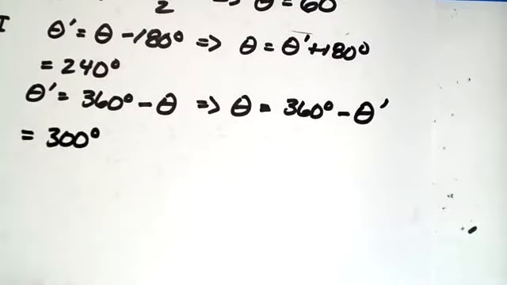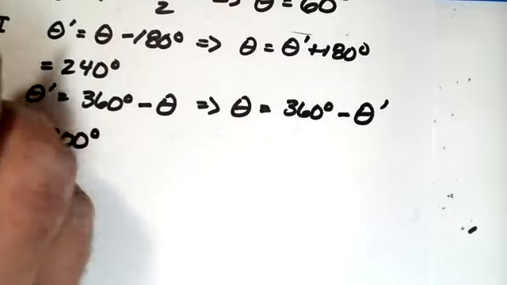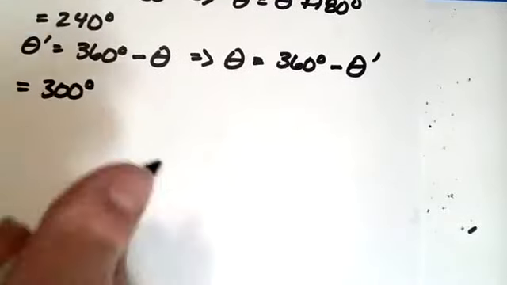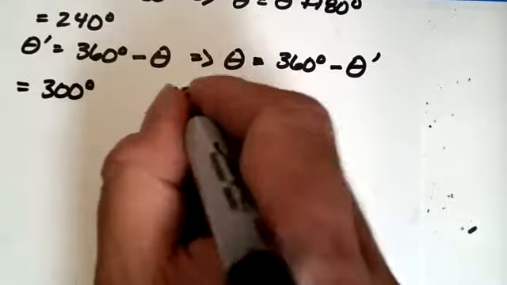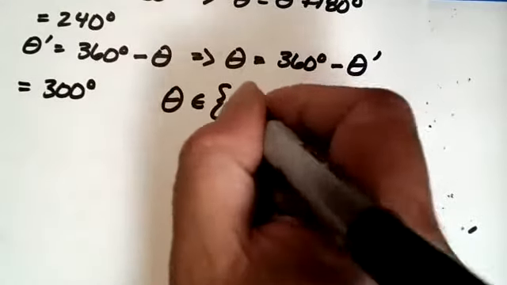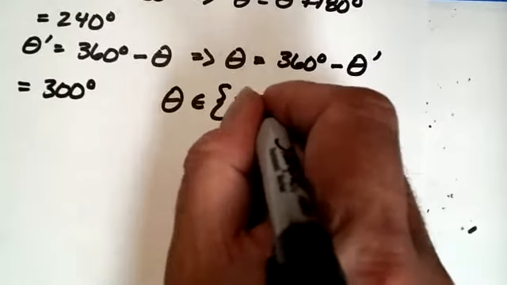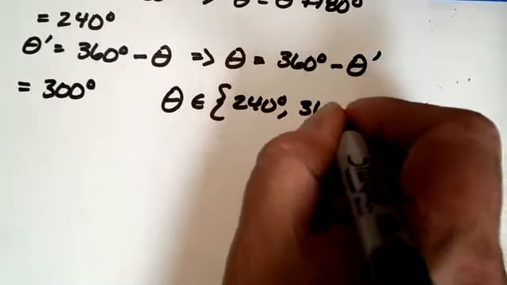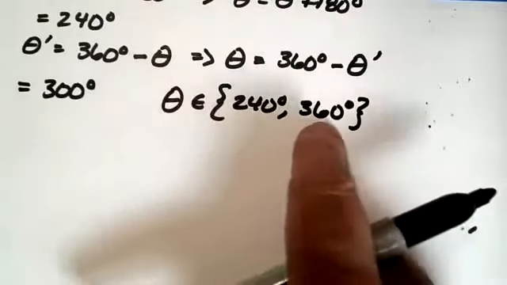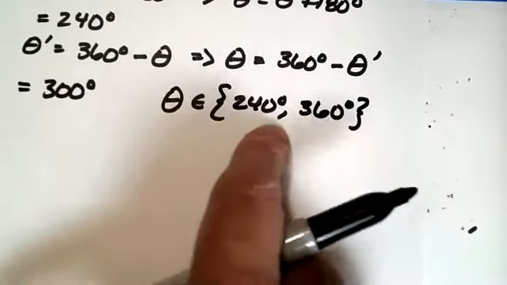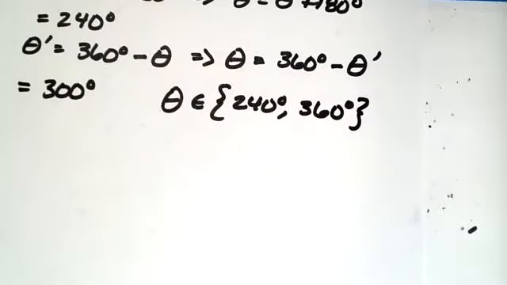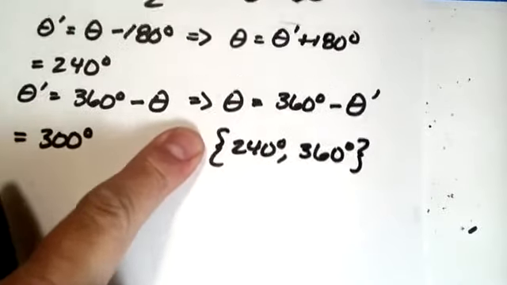Now, in the textbook they use set builder notation. Rather than circling or boxing the answer, the way they like to see the answers produced is that theta is a member of the set that contains 240 degrees and 300 degrees. This specifies what theta is equal to and where these things come from. You may have seen this in an algebra class previously. That's the solution set to the problem.